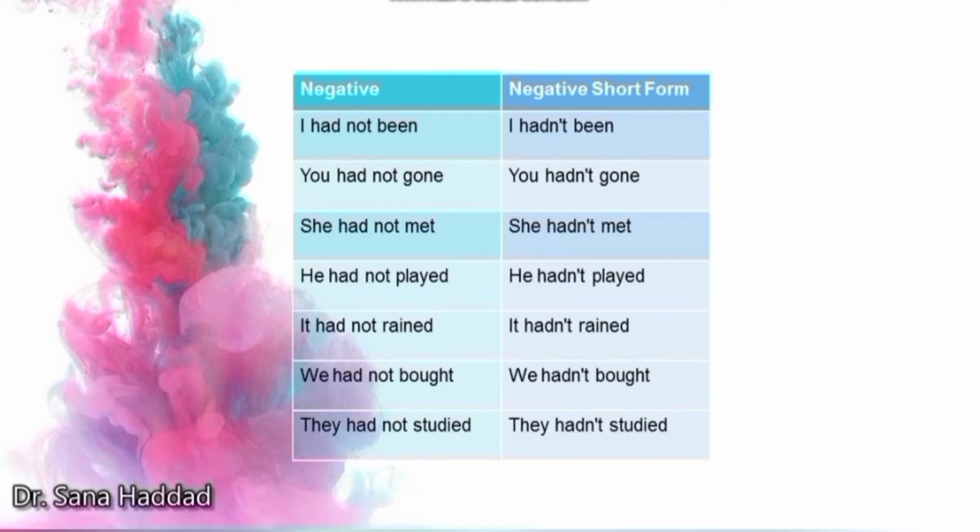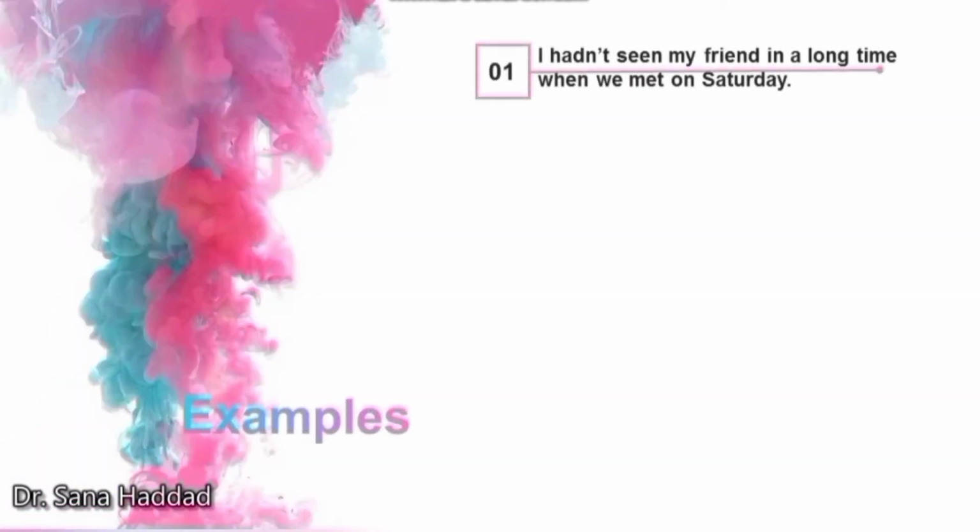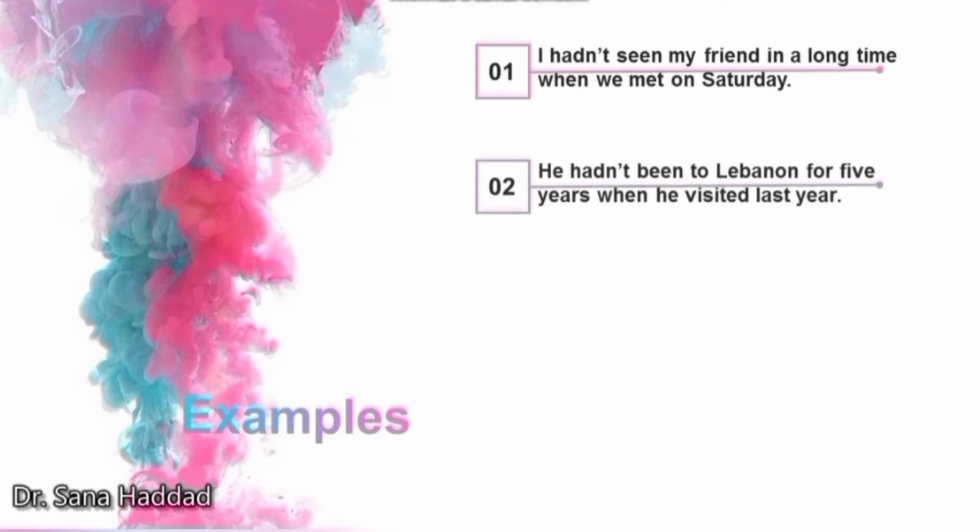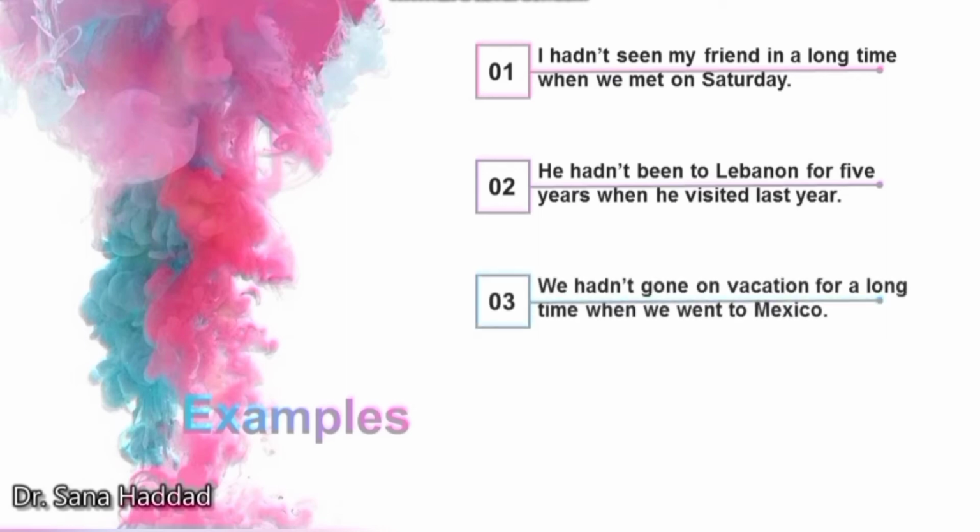To form the short form of the negative, we combine had with not by replacing the O in not with an apostrophe, as you can see in the examples. For example, I hadn't seen my friend in a long time when we met on Saturday. He hadn't been to Lebanon for 5 years when he visited last year. We hadn't gone on vacation for a long time when we went to Mexico.